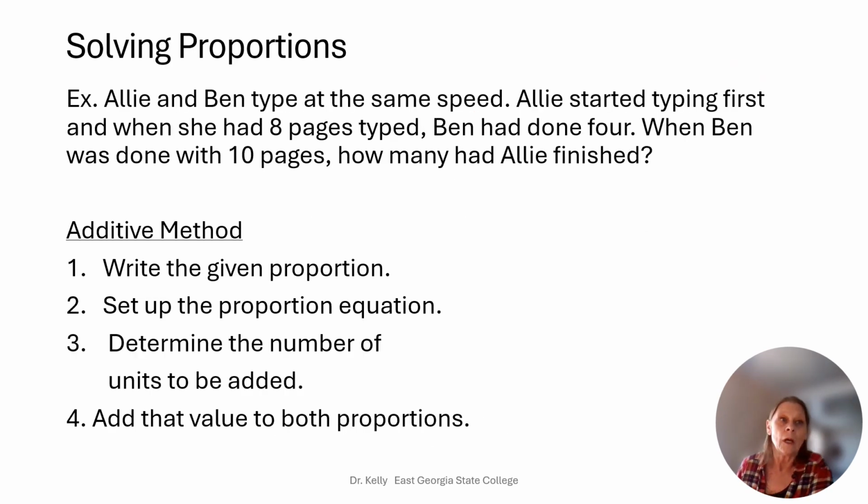All right, let's solve some proportions here. Our first example says Allie and Ben type at the same speed. Allie started typing first, and when she had 8 pages typed, Ben had done 4. When Ben was done with 10 pages, how many had Allie finished?